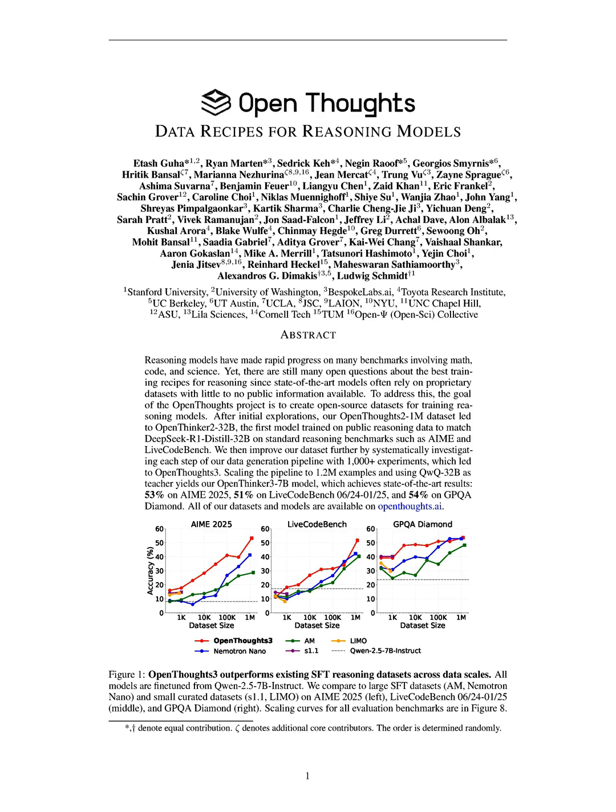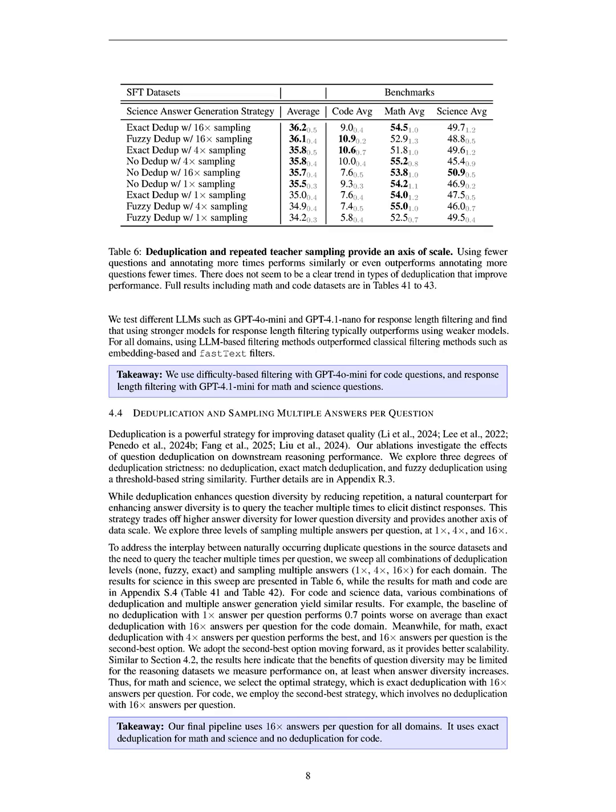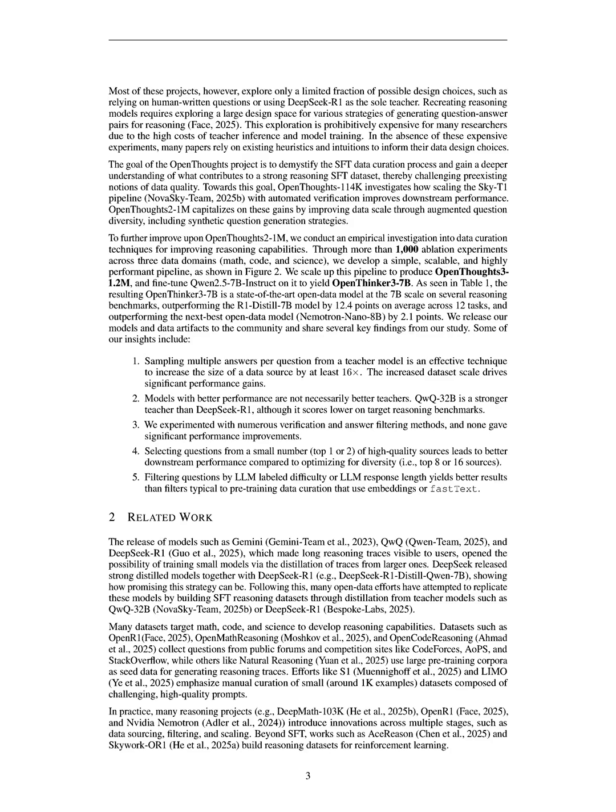Additionally, the project implements effective filtering methods, such as difficulty-based and response length filtering, which have shown to improve dataset quality by 4% and 6% over random filtering baselines for math and code, respectively. Finally, the empirical investigation into deduplication and sampling multiple answers per question demonstrates that optimizing for answer diversity can yield better reasoning performance, a strategy that contrasts with traditional methods that may prioritize question diversity. Overall, these techniques collectively contribute to the development of a state-of-the-art reasoning model, OpenThinker 3-7b, which outperforms previous models by a significant margin.